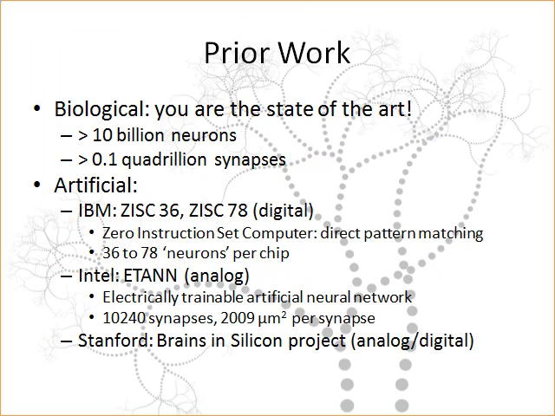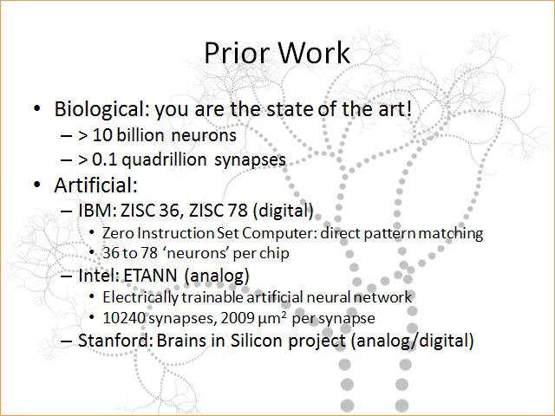For prior work, the state-of-the-art is definitely biological: the person reading or listening to this presentation. The average human being has at least 10 billion neurons and over 0.1 quadrillion synapses. Now, in comparison with artificial work to this point, that is mind-boggling.